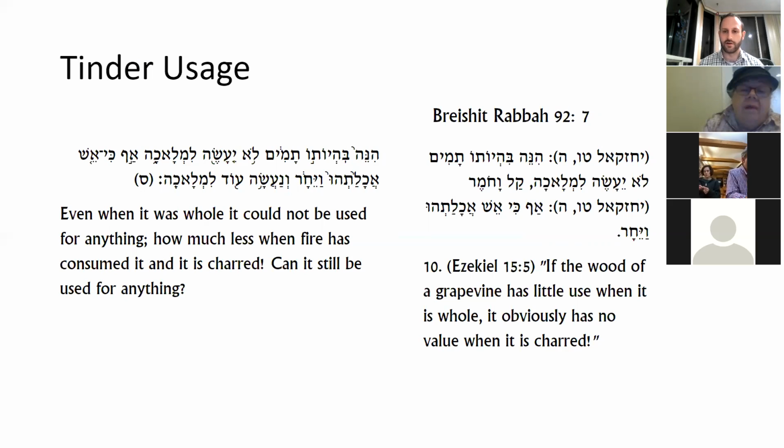For the Midrash of Rabbi, it's a little bit different. It says that if the wood of a grapevine has little use when it is whole, it obviously has no value when it is charred. So basically, if it was barely usable before, when you burn it, it's definitely not going to be better than before. It'll be worse. Okay. So those are our 10 kol v'chomers. That is our 10th and final kol v'chomer.